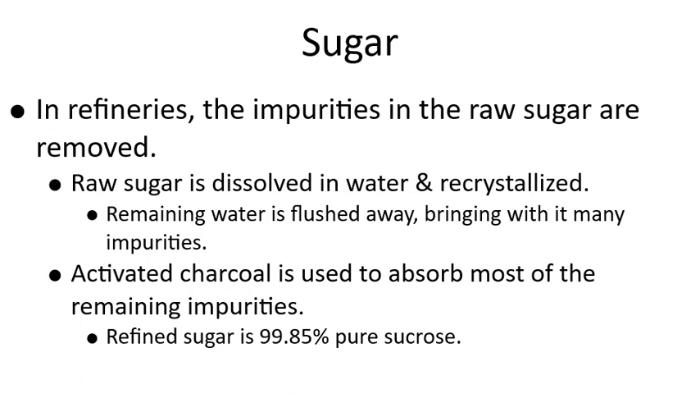In the refineries, the impurities in the raw sugar are removed. First, the raw sugar crystals are redissolved into water and then recrystallized. The water carries away much of the impurities. Then activated charcoal is used to absorb most of the remaining impurities. As a result, refined table sugar is 99.85% pure sucrose.